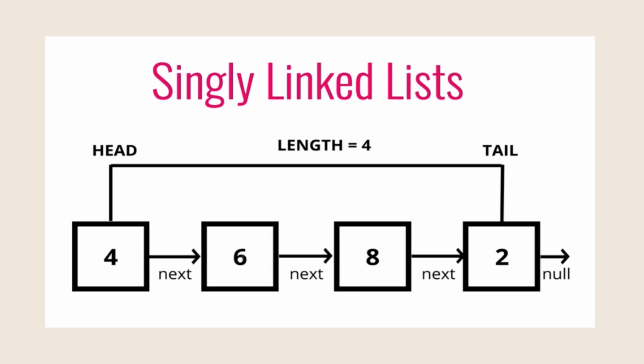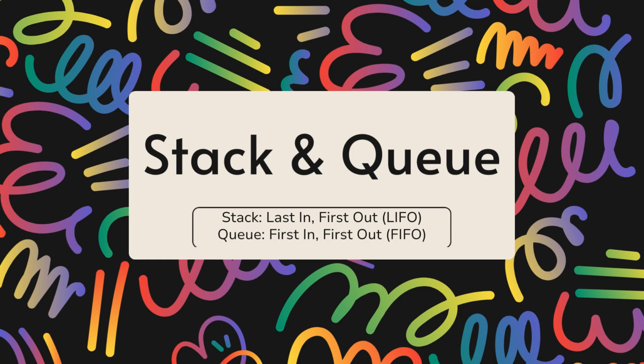Up next, we will see about stacks and queues. Stacks and queues are like everyday scenarios. A stack is like a stack of books where you can add or remove books only from the top, while a queue is like standing in a line in a movie theater. The one who comes first will be served first.